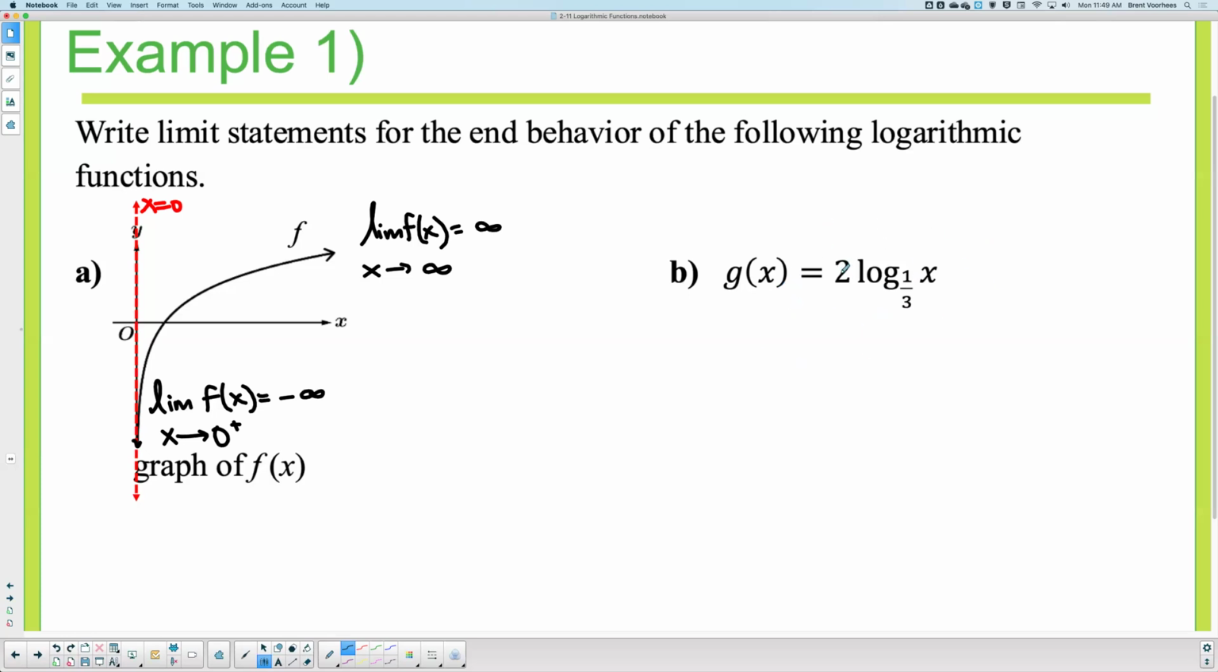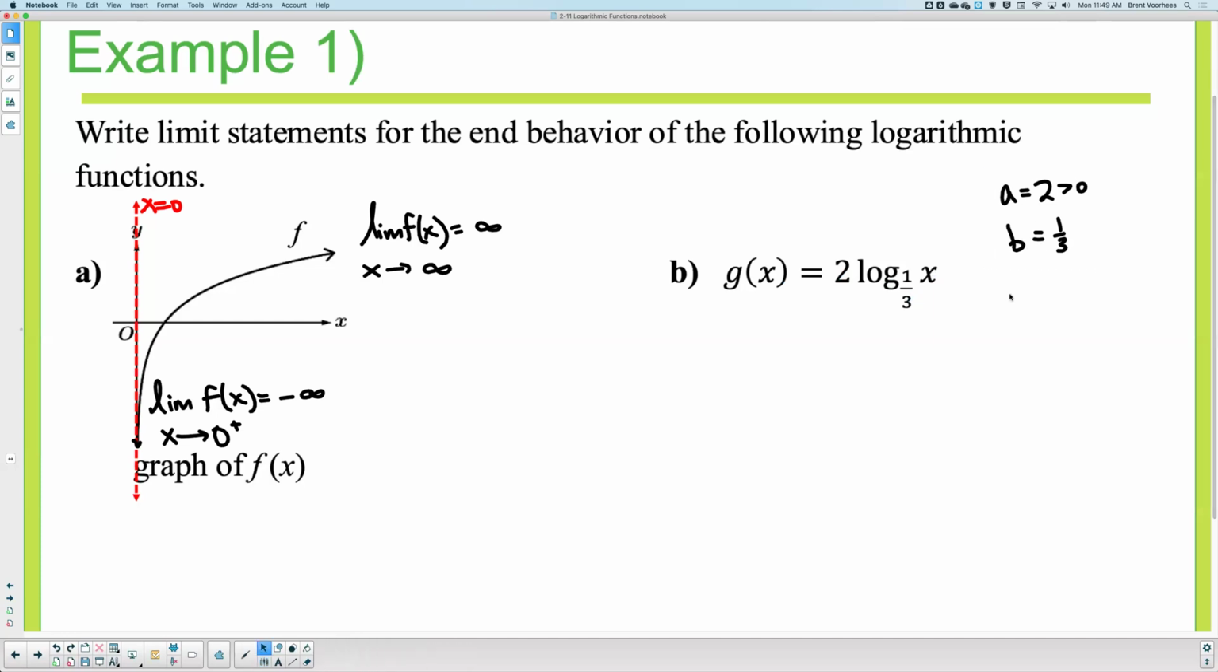Let's look at this one. Now tell me, my base, excuse me, that's not my base. That's my a value. Is my a value greater than 0 or less than 0? A is greater than 0. If a is equal to 2, that's greater than 0. Now tell me about my base of 1/3. You compare it to 1. Is that bigger than 1 or less than 1?